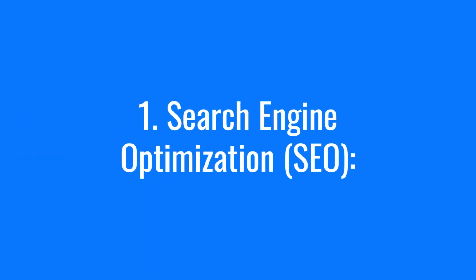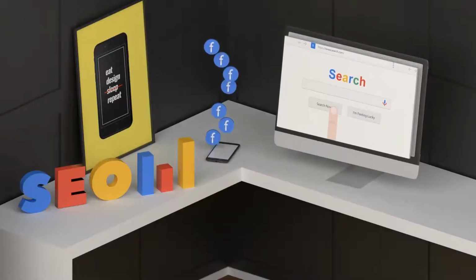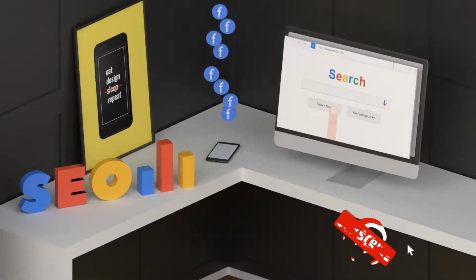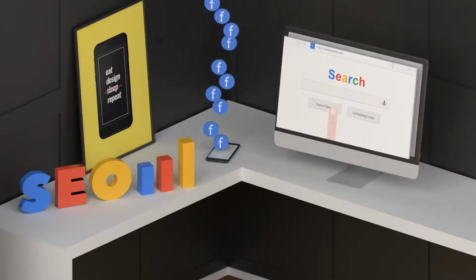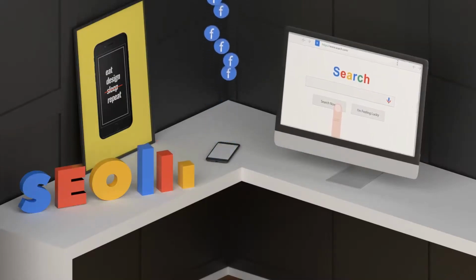Search engine optimization. Optimizing websites and content to improve their visibility in search engine results. The goal is to rank higher in non-paid search results, making it easier for potential customers to find your business online.